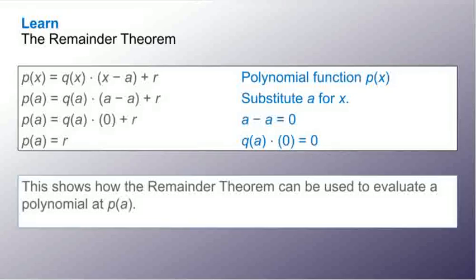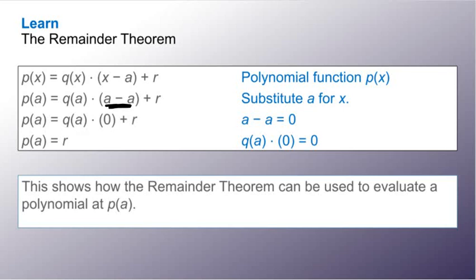So here you can see it broken down a little bit further. P of x equals q of x times x minus a plus r. You're using the polynomial function p of x. When you substitute a for x, because remember x minus a has to equal 0 here, so that would be 0. So q of a times 0 plus r, so p of a equals r.